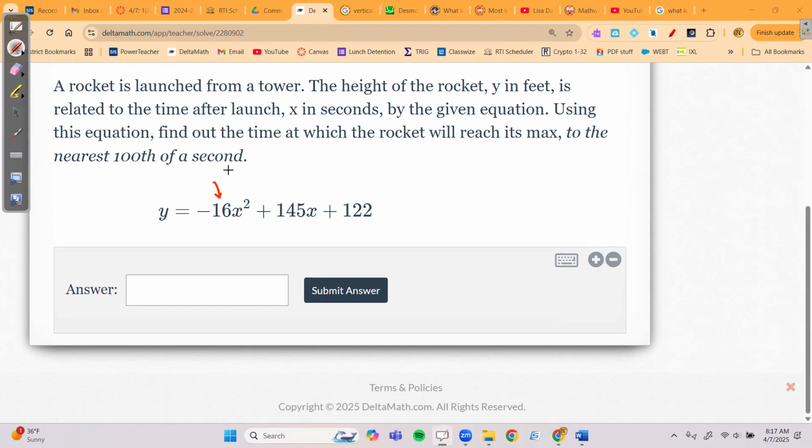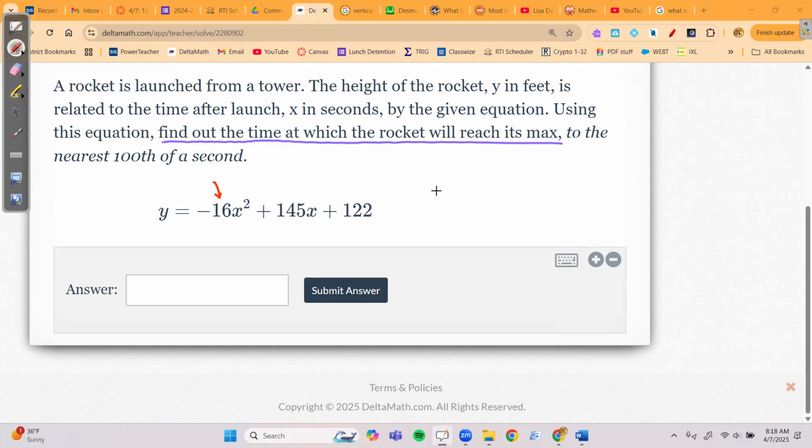But this time you'll notice it doesn't say to find the rocket's maximum height. These problems will be quicker. It's asking us to figure out the time at which the rocket will reach its max. At no point in this problem are we being asked to find the maximum height of the rocket, just how long it takes. So what are we really looking for here? Just the x. The x is the time, remember? And so if I just do my negative b over 2a, it's game over. These are a lot quicker, a lot less annoying, perhaps.